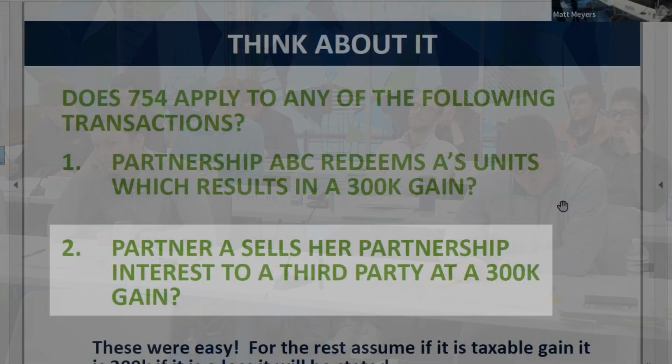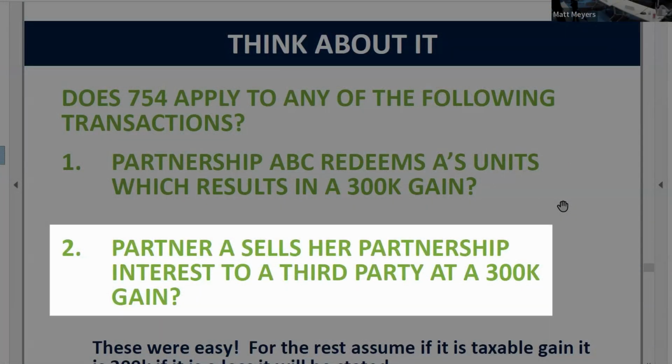2. Partner A sells her partnership interest to a third party at a $300K gain. Wouldn't that be the 731, not the 754?